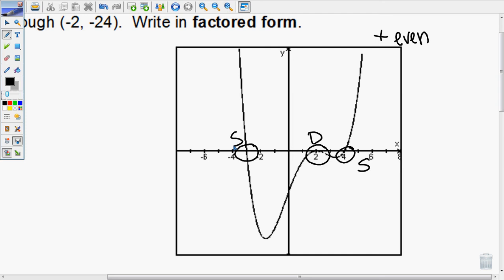How does that make it a double? Because it bounces. I touched it. Remember, if it touches and continues, then it's a double root. Also, if it goes through, it's a single. It's a double root. So what?